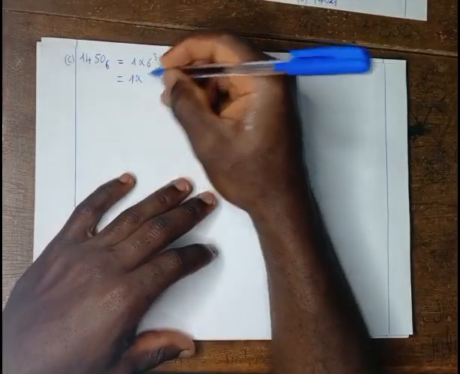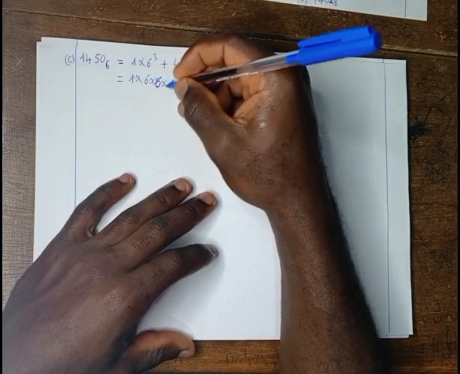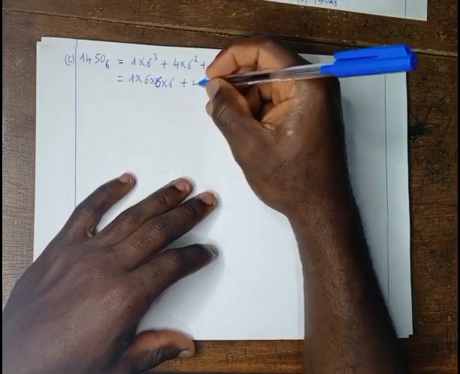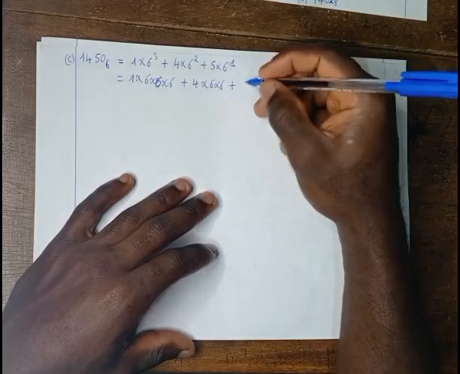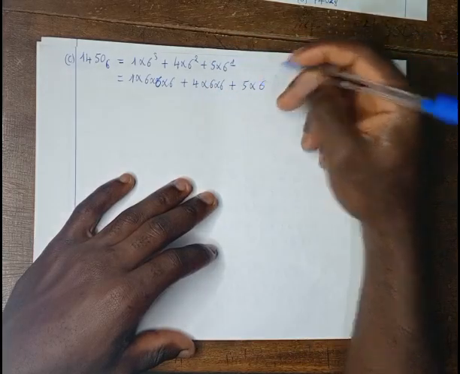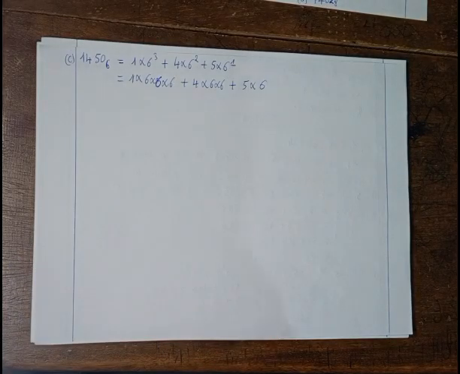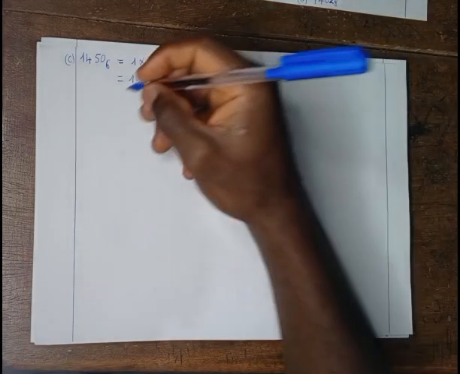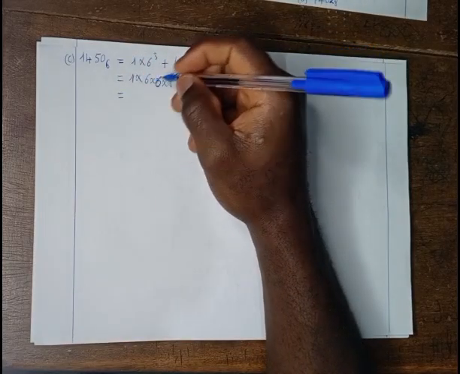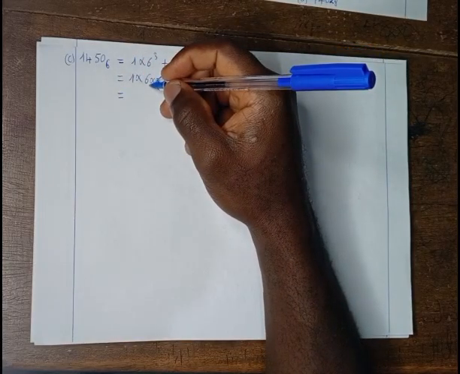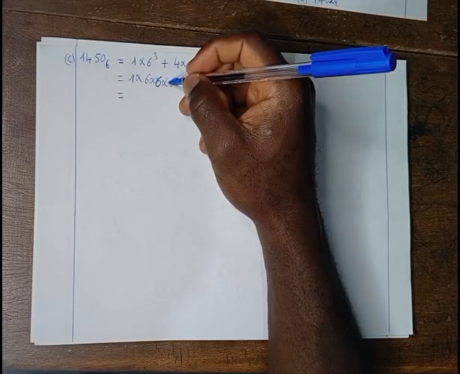This will give us 1 times 6 to the power 3, which is 6 times 6 times 6, plus 4 times 6 times 6, for 6 squared, plus 5 times 6. 6 raised to the power 1 simply gives us 6. Next, this will simply be equal to 1 times 6 remains 6. 6 times 6 gives us 36.